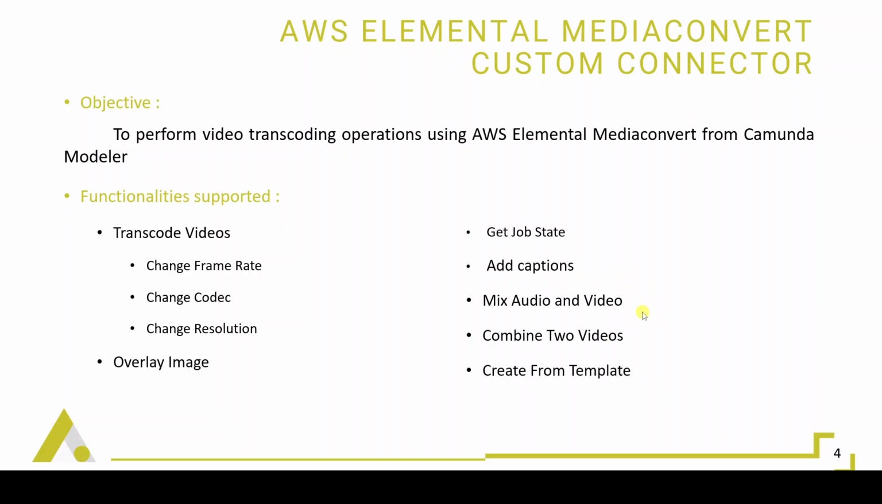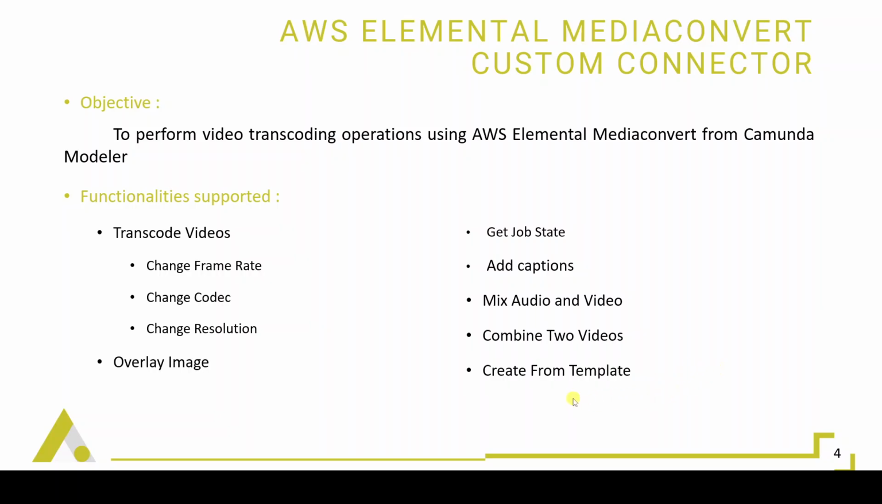And the next functionality is mix audio and video. Basically, if we want to add an audio track, like an AAC, advanced audio coding track, we can use this mix audio and video, where we can add a separate audio track inside this video. The next one is combine two videos. Basically this functionality is about appending one video to the end of another video, where we will get a seamless integration of two videos actually.